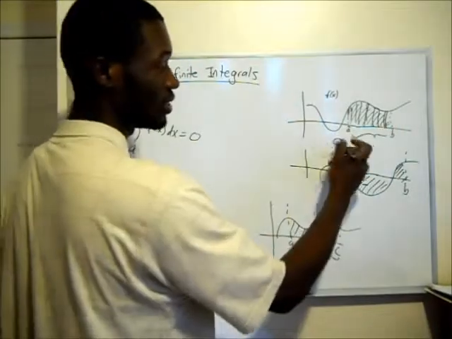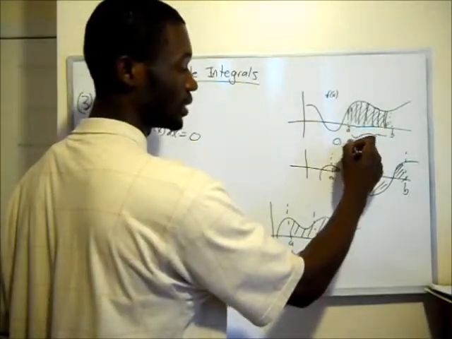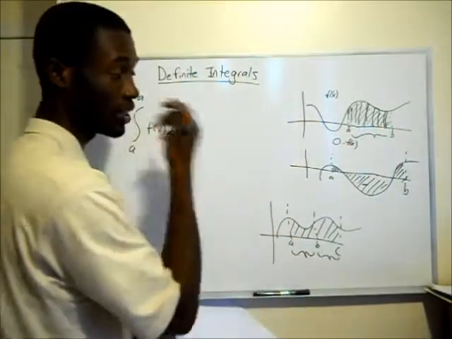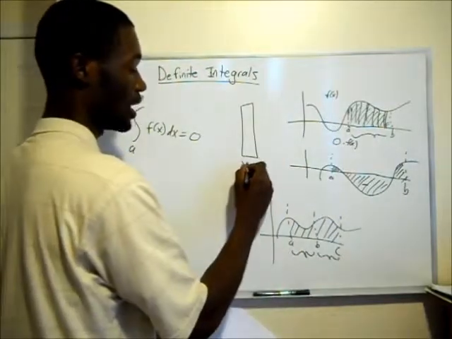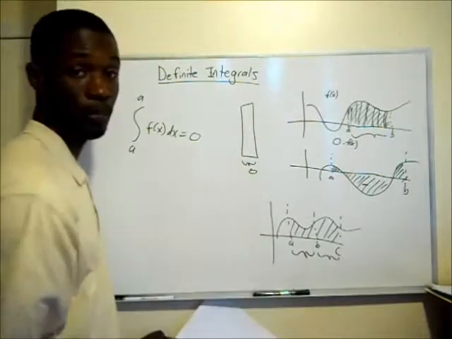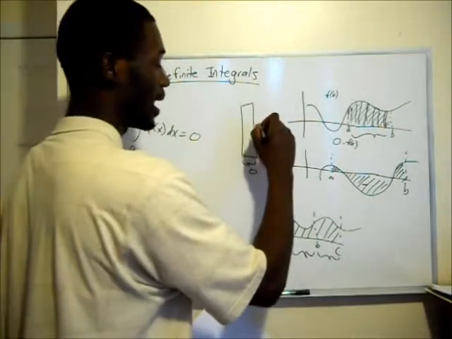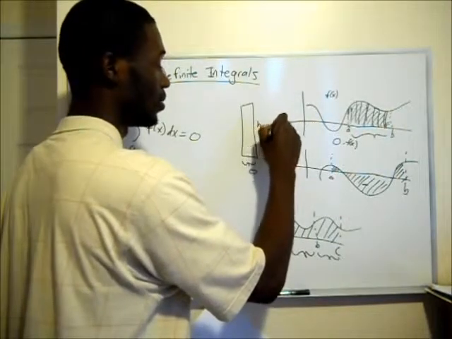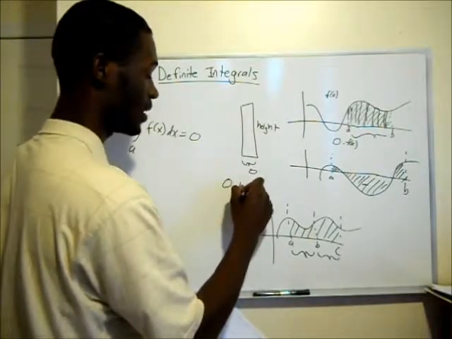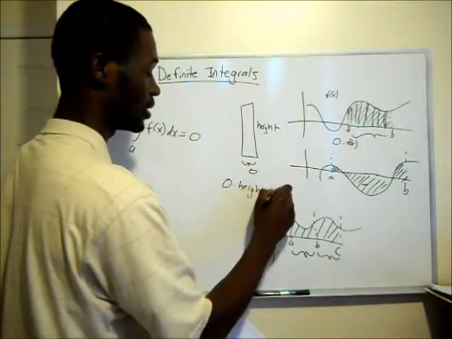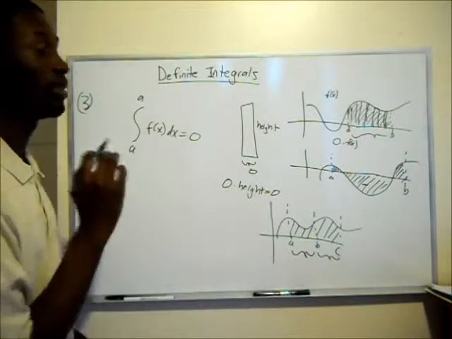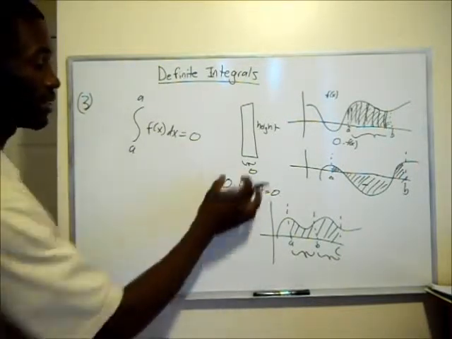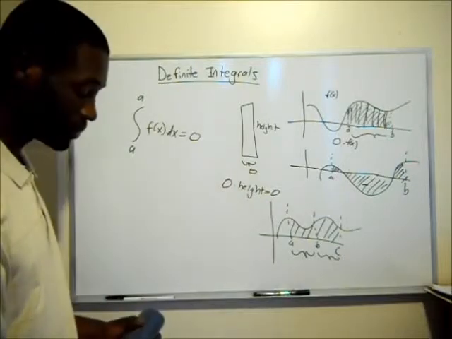So it's sort of like saying 0 times the height of that function, which is f of x at that point. You're doing the area of a rectangle, and the base is 0, and then this is some height. Well, the area of this is 0 times the height, which is equal to 0. So that's why if you have an integral from the same start point to the same end point, it's going to be equal to 0, based on this idea of getting the area.